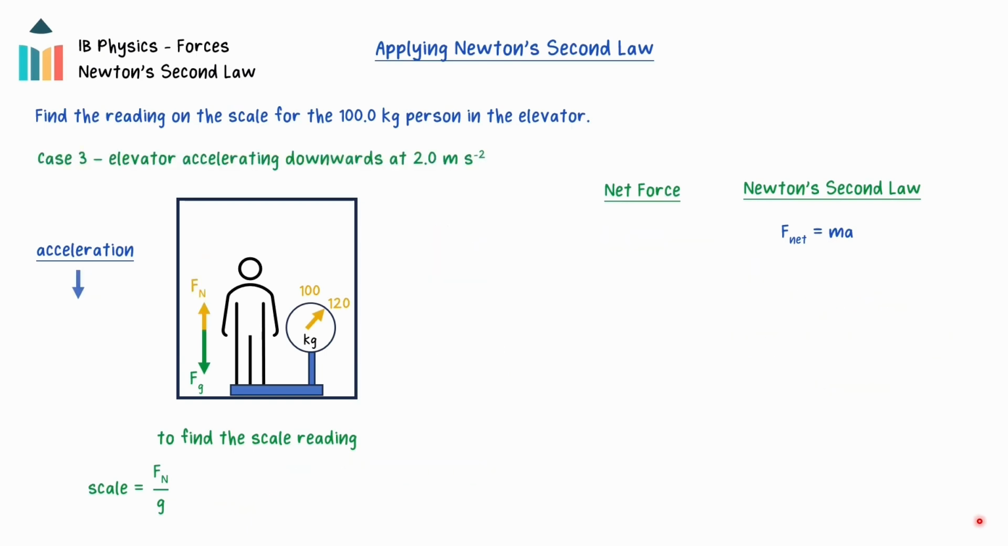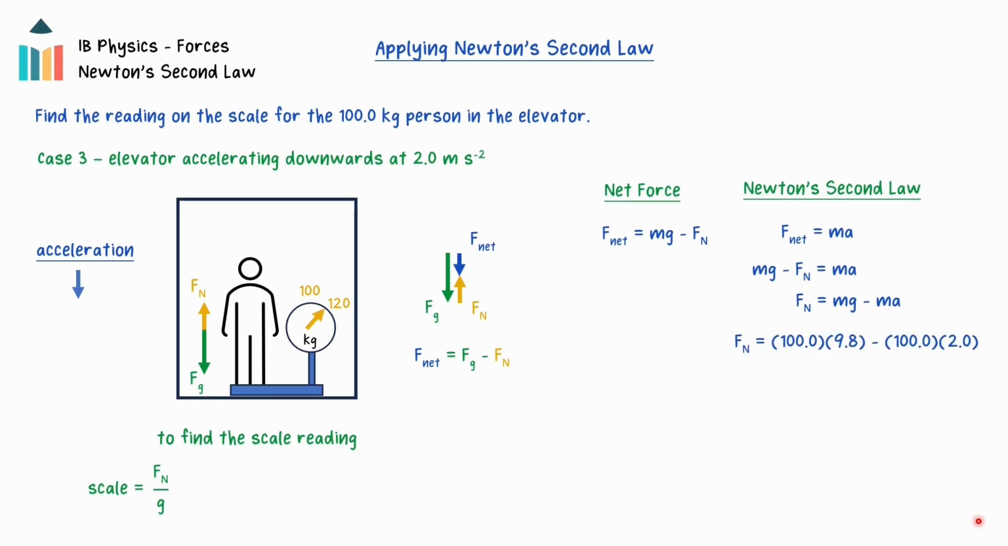If the elevator is accelerating downwards at 2 meters per second squared, then the net force must also be in the downward direction, created by the magnitude of the normal force decreasing. The net force will equal the force of gravity minus the normal force. Applying Newton's second law with this net force, we can find an expression for the normal force needed to create the downwards acceleration. Note that in assigning the directions of the vectors in this example, the direction of acceleration is set to positive. Substituting the given values for the mass and the acceleration, the normal force can be found to be 780 newtons.